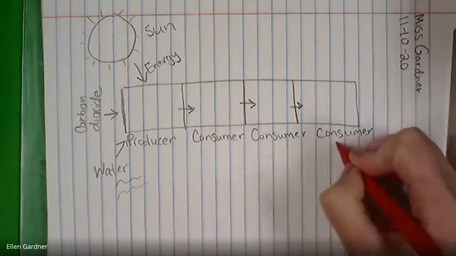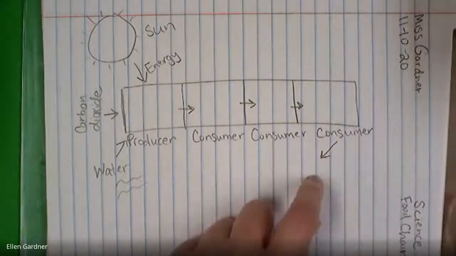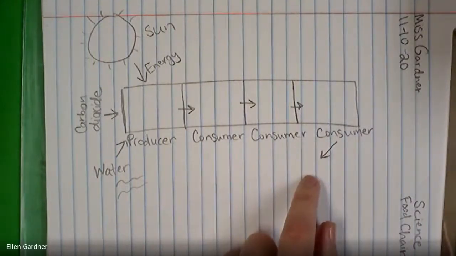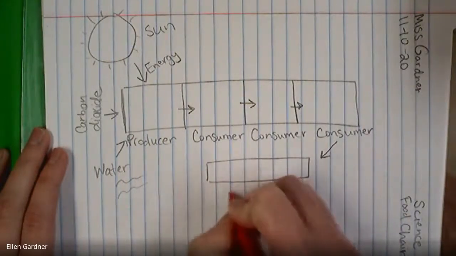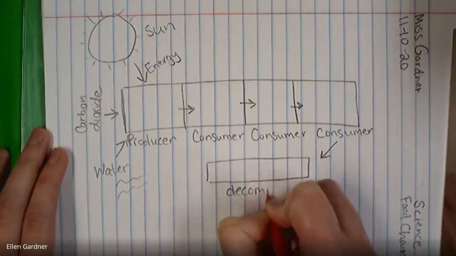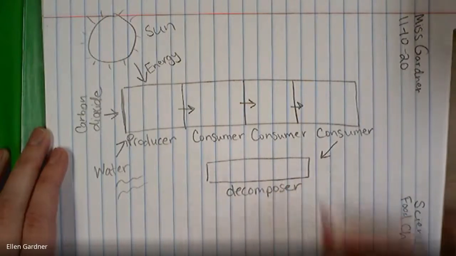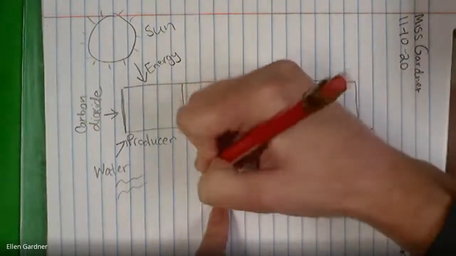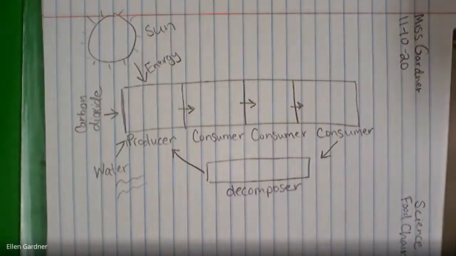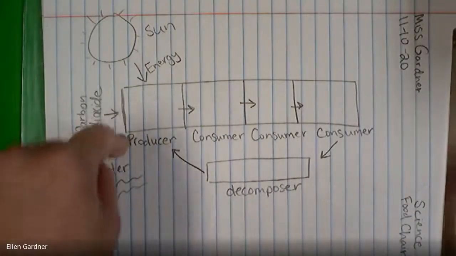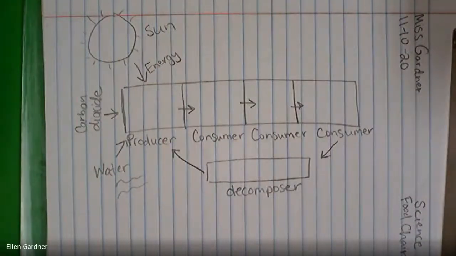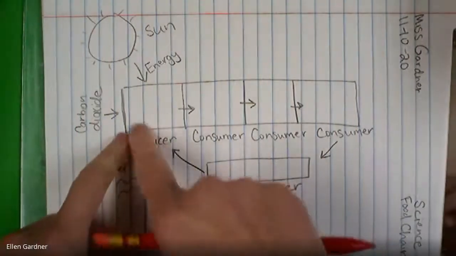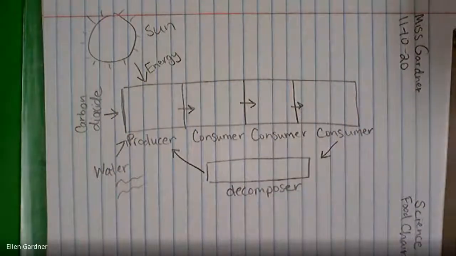And this dead consumer will decompose. So this is a brand new part of the food chain for the decomposer. Then this decomposer breaks down all of the elements for the producer to have rich soil, rich fertile soil, to be able to produce its food and continue that food chain.